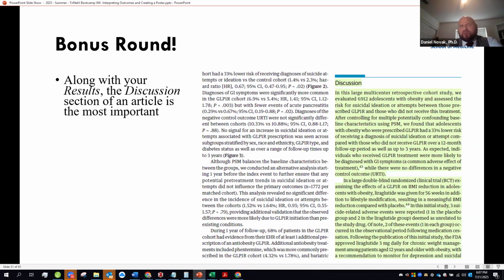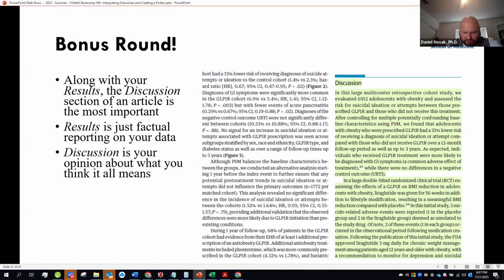As I said, there's a bonus round along with your results. The discussion section is one of the most important. The results is just your factual reporting on your data. This is something I find a lot of students are maybe not as clear on, but when you have your analysis and your results coming after your methodology, that's the factual, just the facts, what you saw, no judgment, low inference is what we call it. Your discussion is where you get to say what all those numbers mean and how it refers to your original hypothesis or theories. It's about what you think it all means.